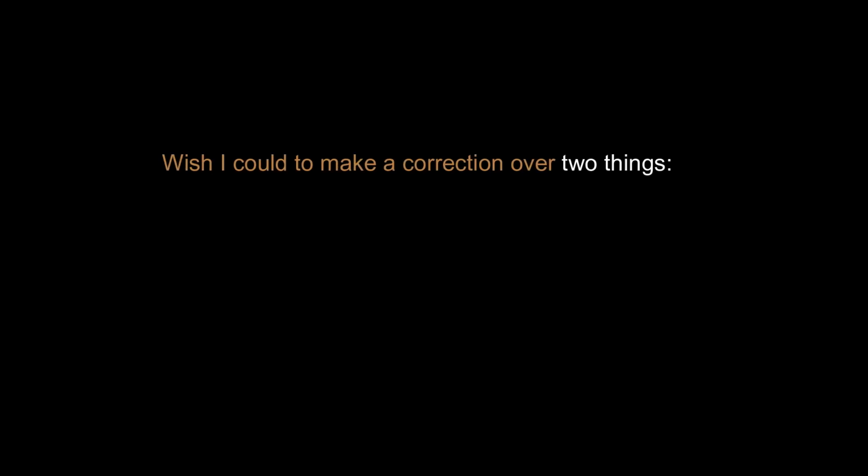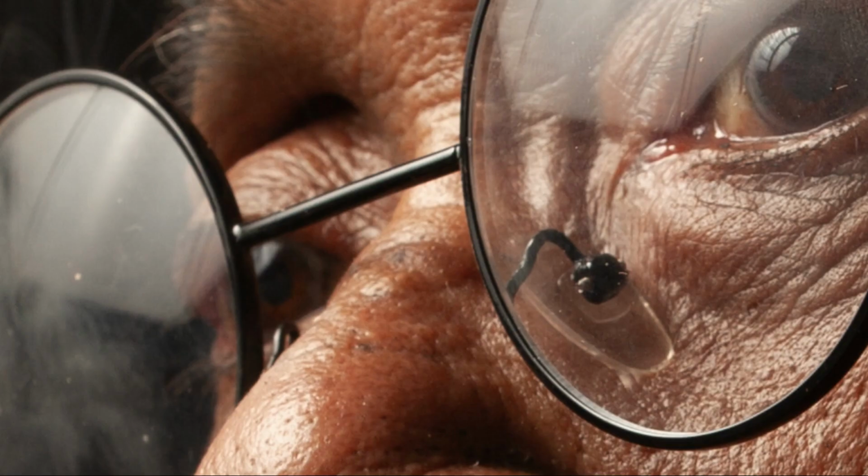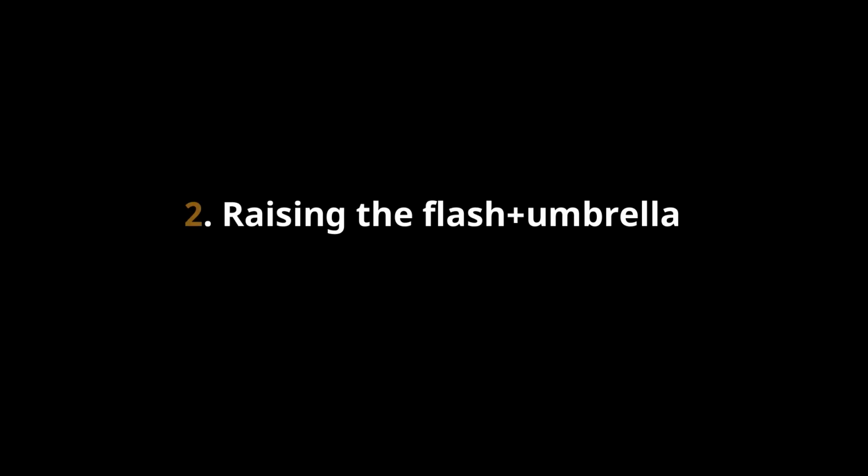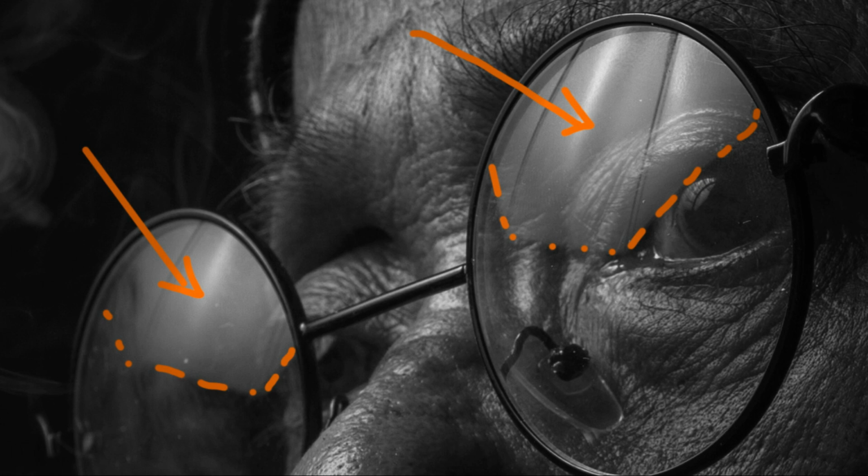I wish I could take another picture of him. I would like to correct two things. First, increasing the aperture number a little bit more, like f16, so the right eye will also be covered in the depth of field area. And the second thing, I would like to raise the flash a little bit higher so that the umbrella will not appear in his glasses.